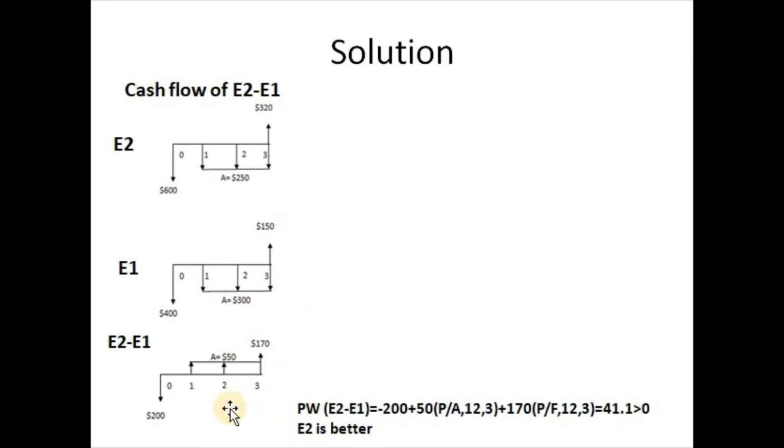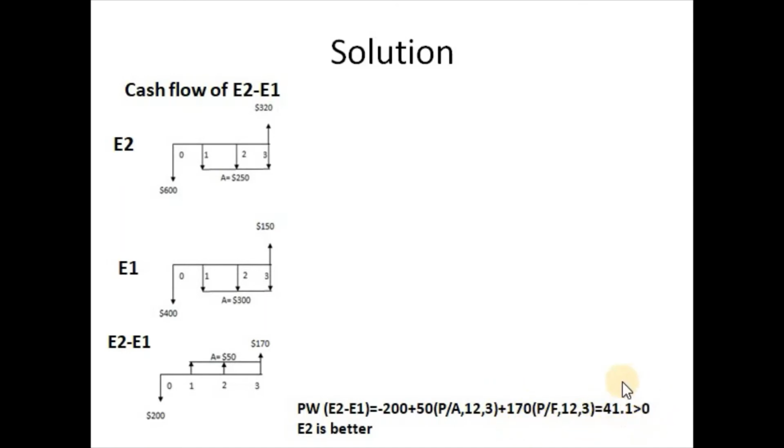Now I got to the new cash flow diagram. I will treat it as if it is a new cash flow diagram. What will I do with it? I will get its present worth. So it's gonna be the present worth of E2 minus E1. This is the cash flow of E2 minus E1. Now, what is the present worth? Minus 200 plus annuity, so 50. I'm getting P equals A into P, knowing A, 12%, the MAR, and 3 periods, plus salvage value, which is a future value, into P, knowing F, I, N.